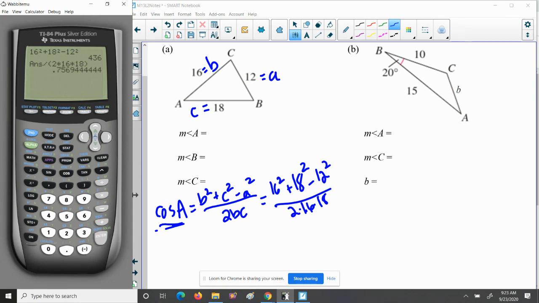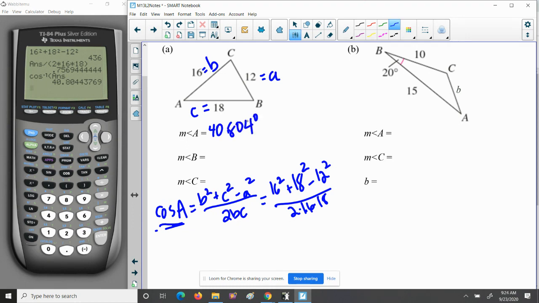Okay, now remember, that's what the cosine is equal to. So we want to find the angle that has this cosine, so we want to do the inverse. Second cosine. Now remember, we talked about above the negative symbol, see the little blue letters, A and S, the answer. And we get 40.804. Okay, so 40.804 degrees.